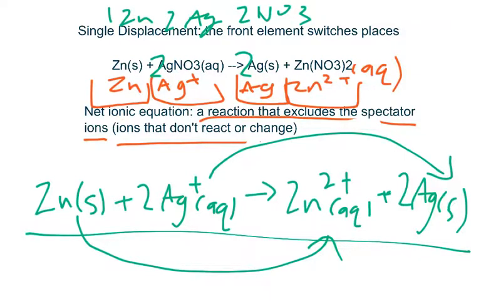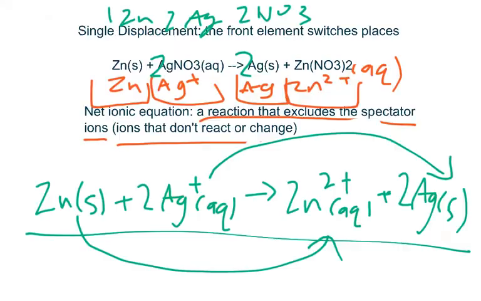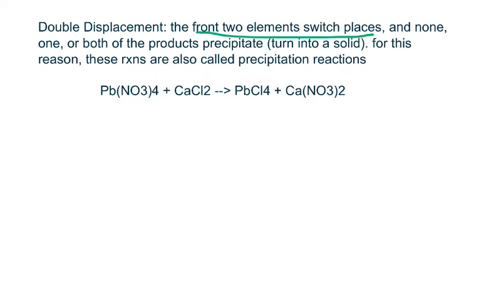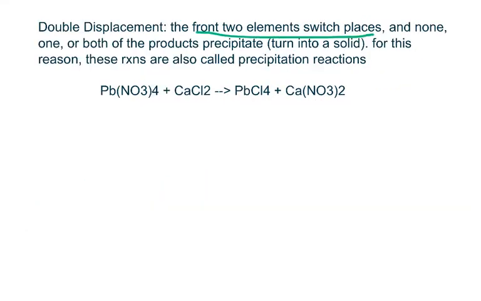So now let's look at our second type of reaction, a double displacement reaction. A double displacement reaction happens when the front two elements switch places. So it's the same as this, the front two elements switch places, but instead of having one and two things, you actually have two and two things combined together. So let's see how it differs.